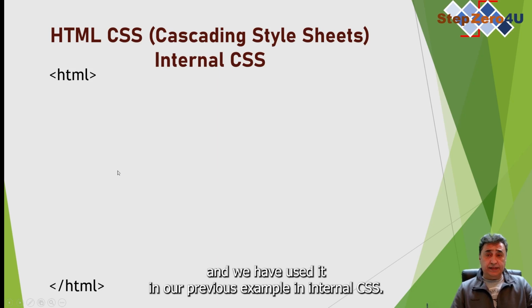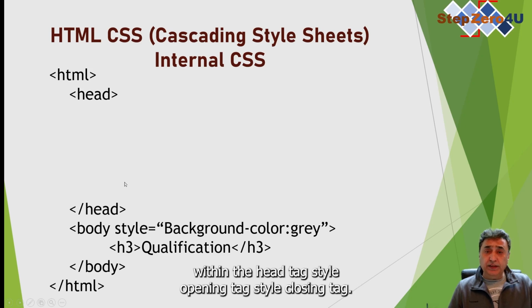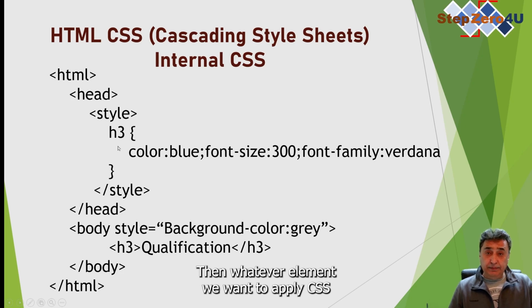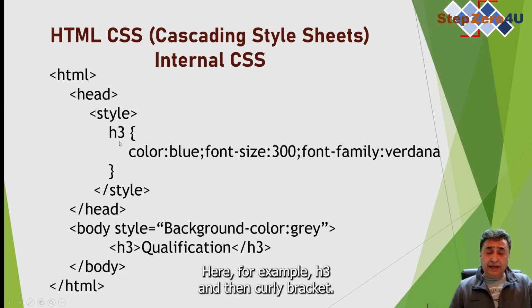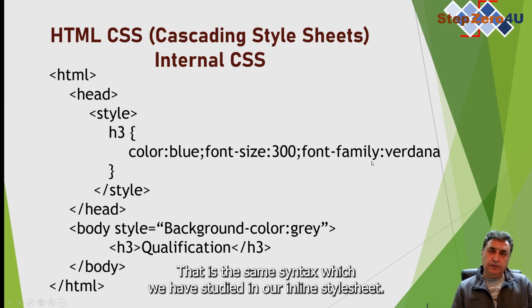In internal CSS, we don't use style as an attribute, but we use style as an HTML element within the head tag, a style opening tag and a style closing tag. Then whatever element we want to apply CSS or style sheet to, we write the name of that element. Here for example h3 and then a curly bracket, then a property colon value semicolon, property colon value semicolon, property colon value. That is the same syntax which we have studied in our inline style sheet.